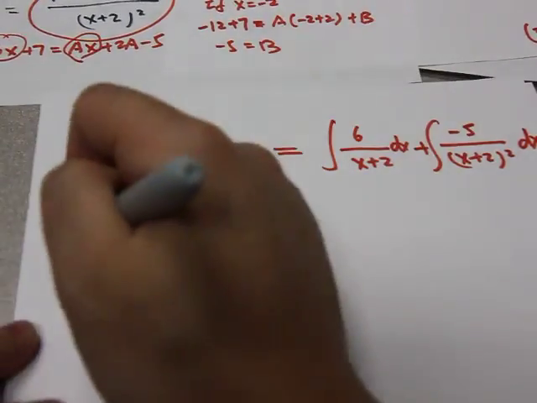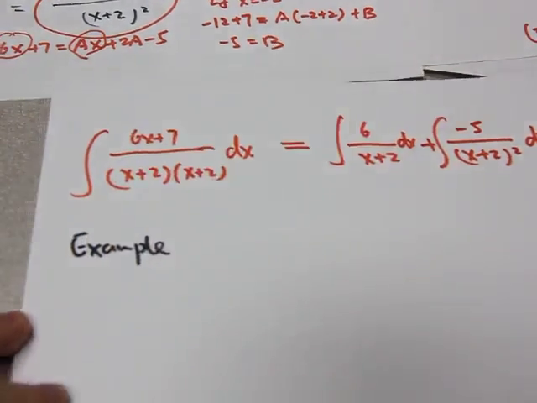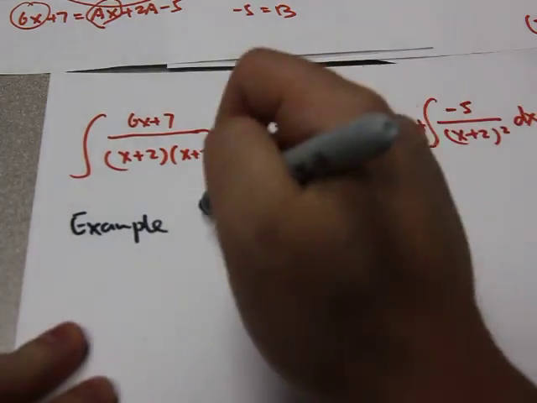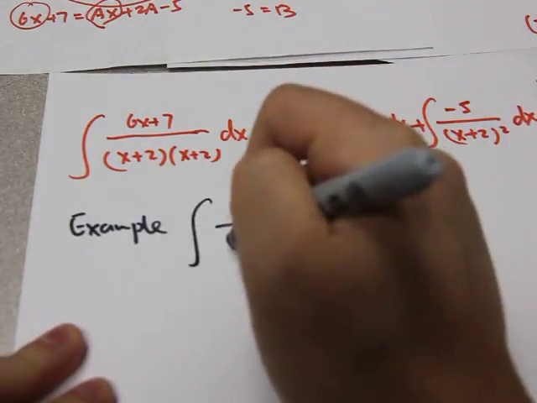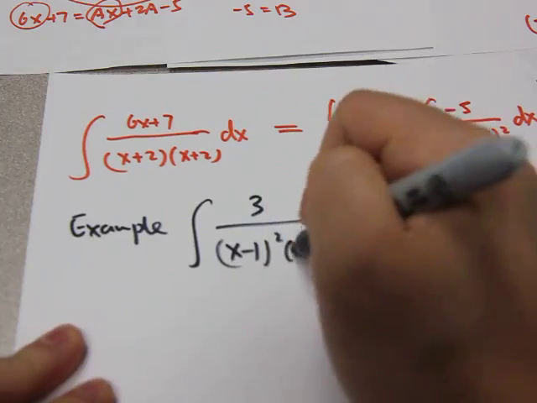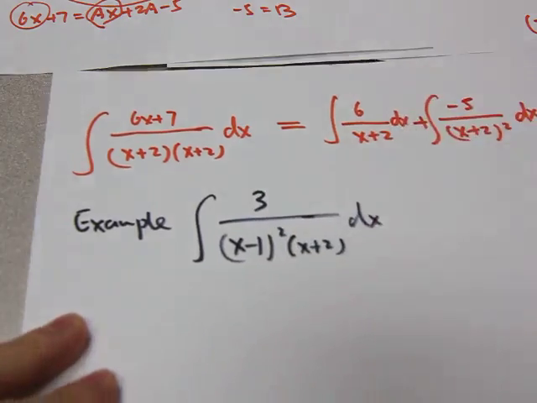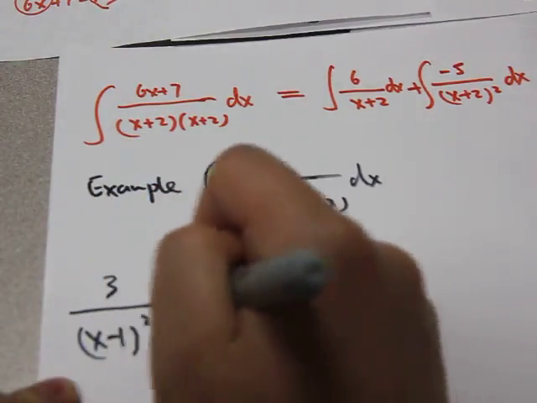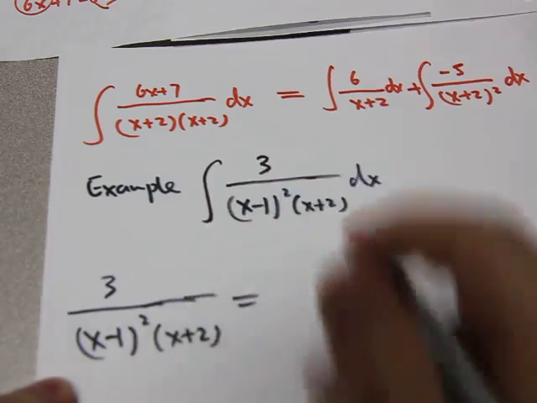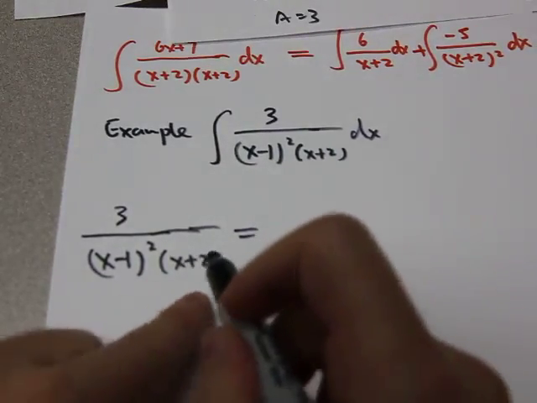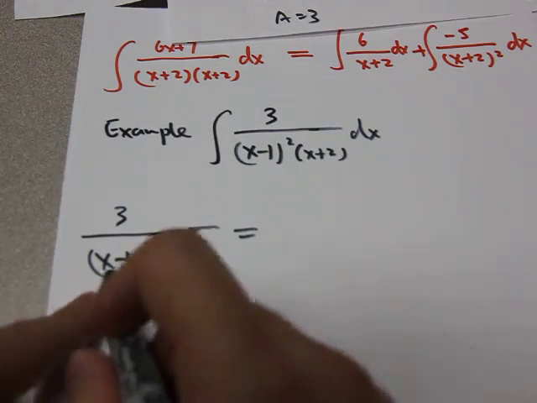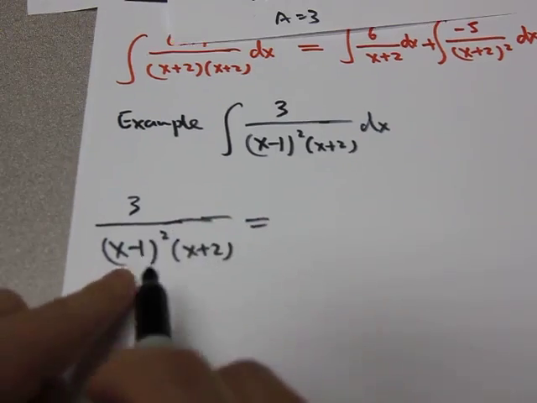Now, what if we have both a non-repeated linear factor and a repeated linear factor? So which pattern shall we use? So first, there are two linear factors. One is x + 2, and this factor is not repeated. Another factor is x - 1. Now this factor is repeated.